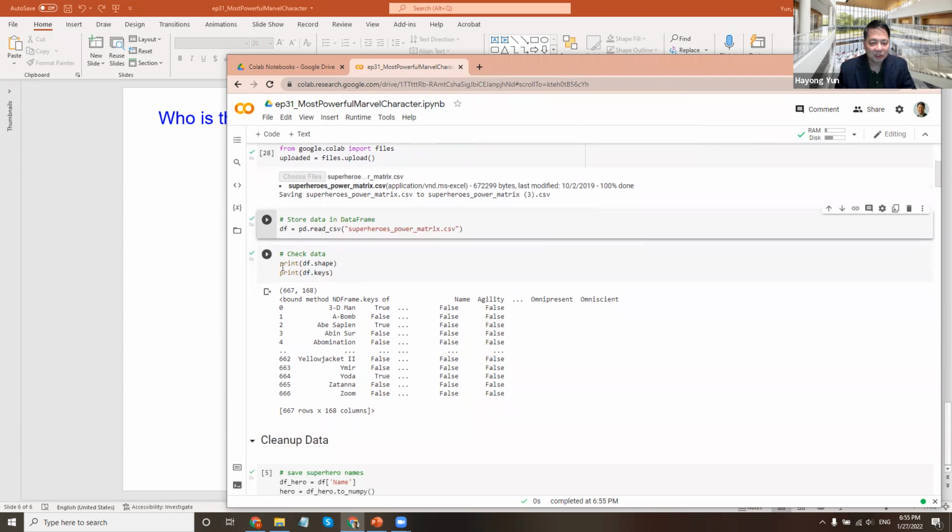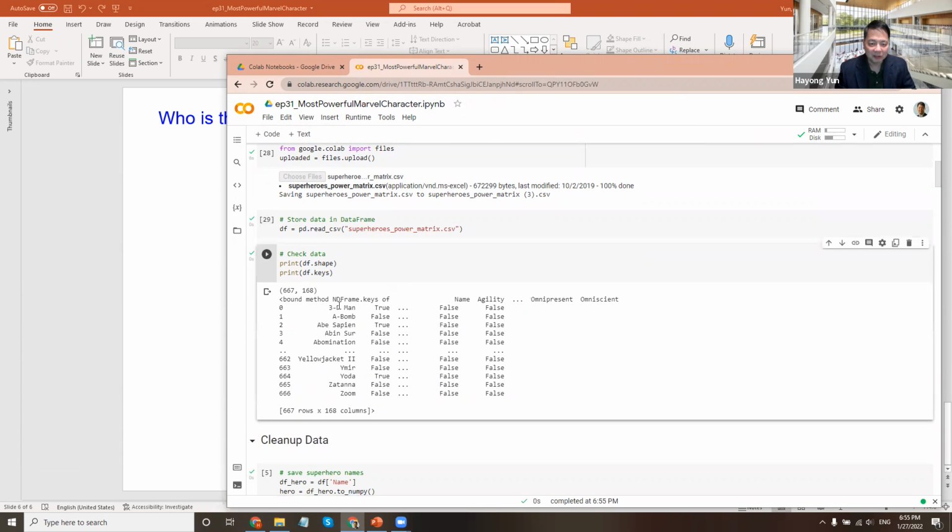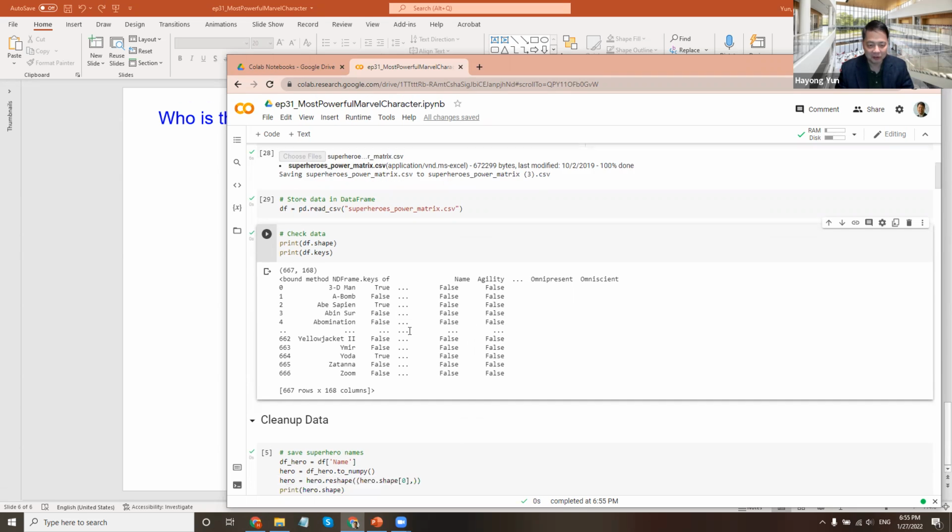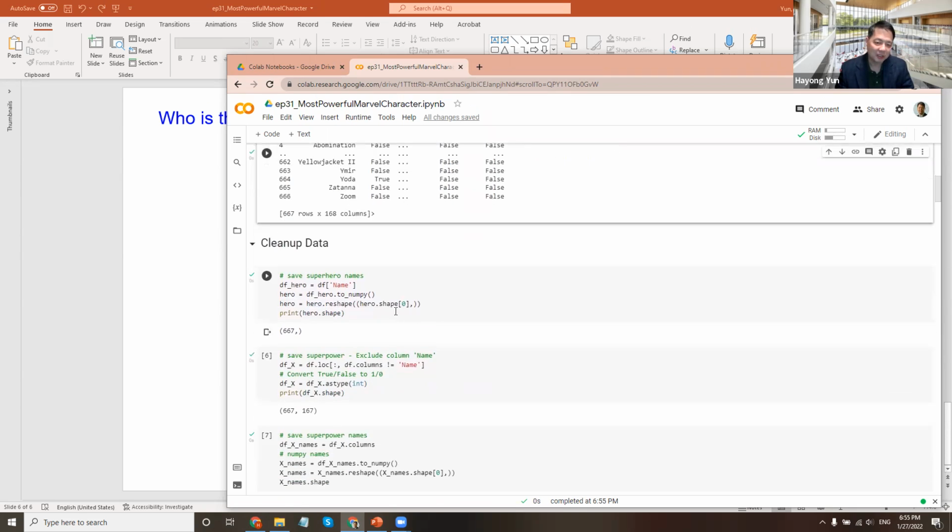Okay. Let's just check the data if I'm correct. So the shape and the headers that we have is 667 by 168. It has one more column because of the name. We're going to drop it when we do the dimensionality reduction. But the rest of it are true and false. We probably should convert it to 1, 0, true is 1, false is 0. Okay, so let's just clean up the data.